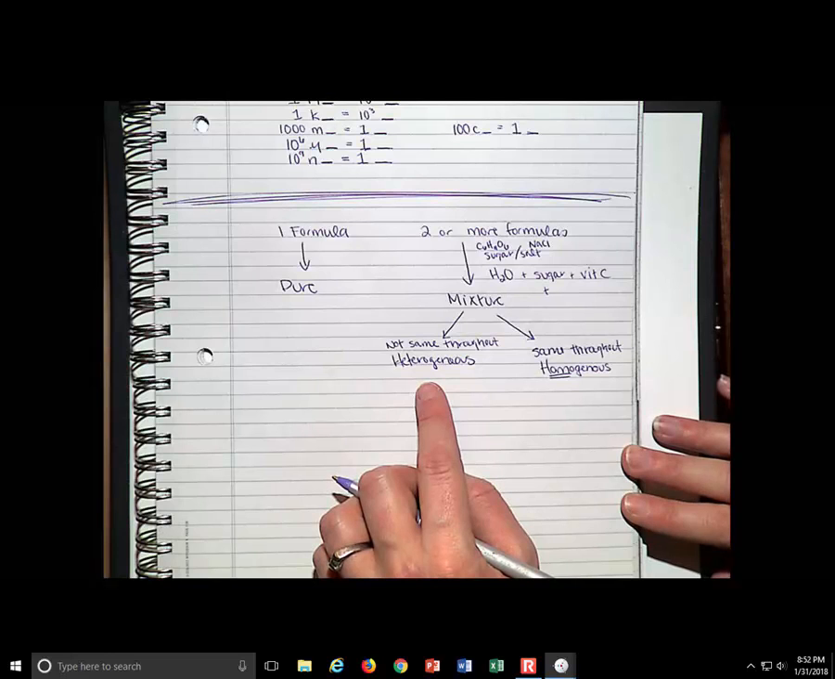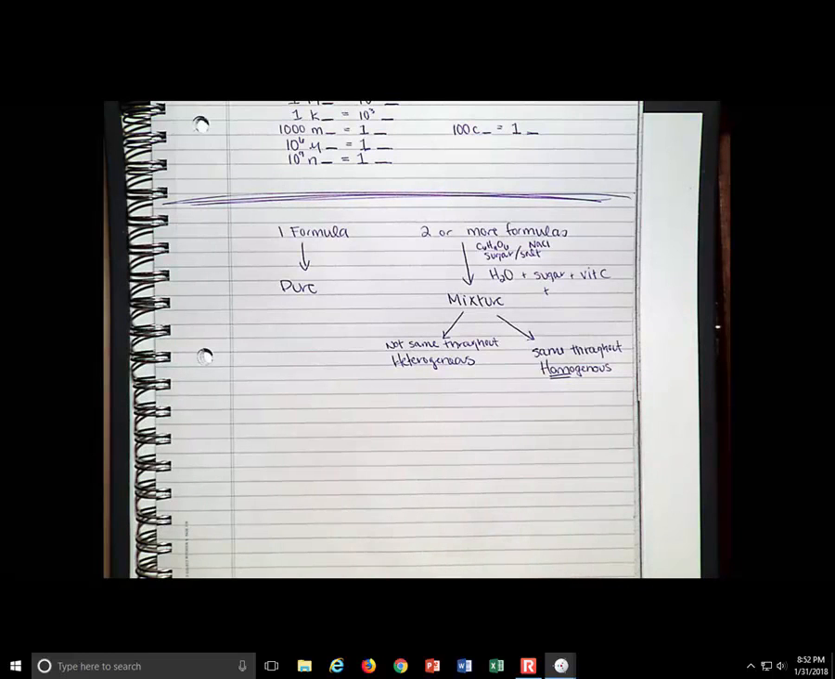Donuts would be heterogeneous. Grapes would be heterogeneous. Oranges, heterogeneous. Orange juice. I know, right?